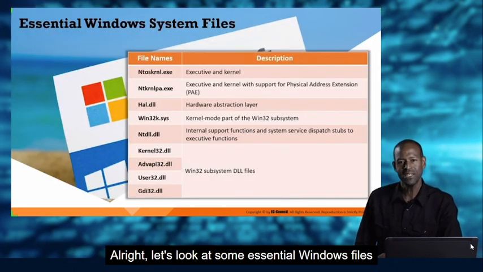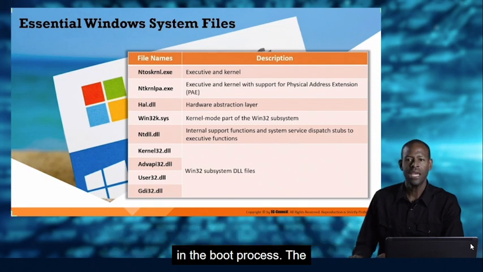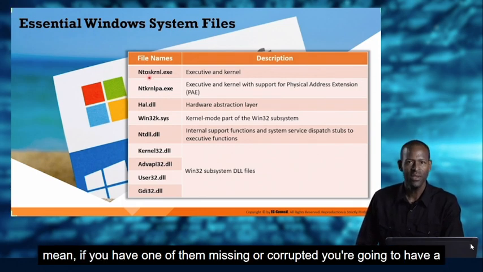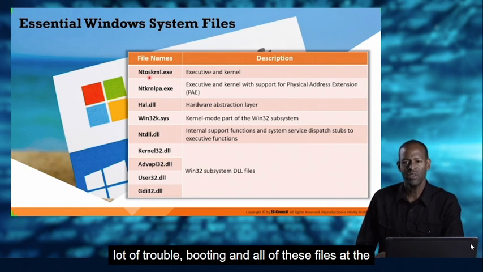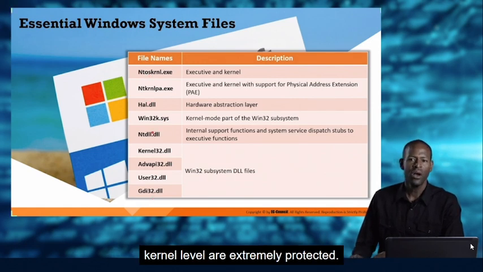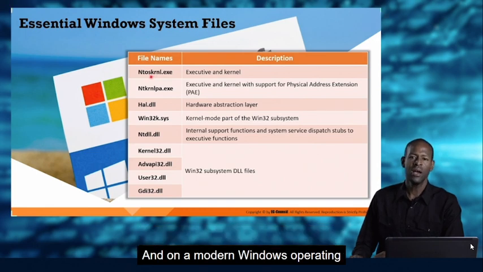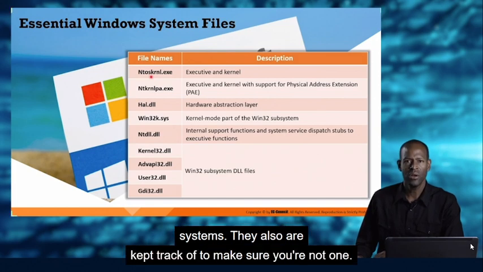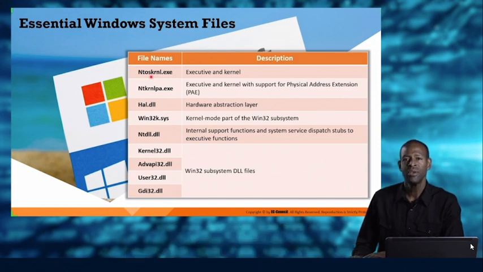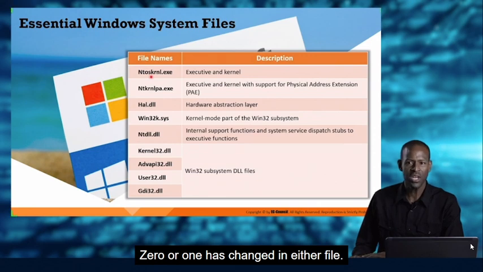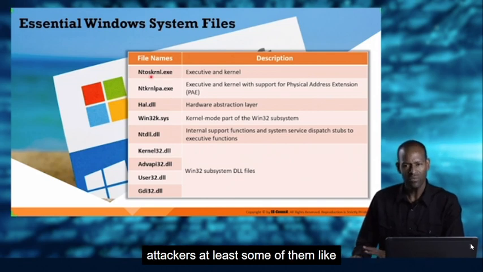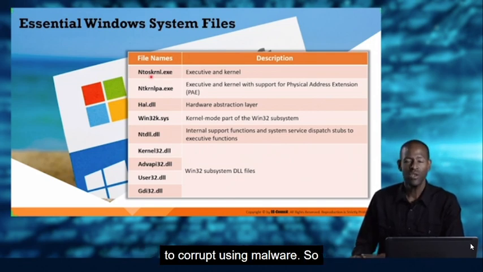All right, let's look at some essential Windows files in the boot process. These are all important. If you have one of them missing or corrupted, you're going to have a lot of trouble booting. All of these files at the kernel level are extremely protected. And on modern Windows operating systems, they also are kept track of to make sure not one 0 or 1 has changed in either file. And these are also files that attackers, at least some of them, like to corrupt using malware.